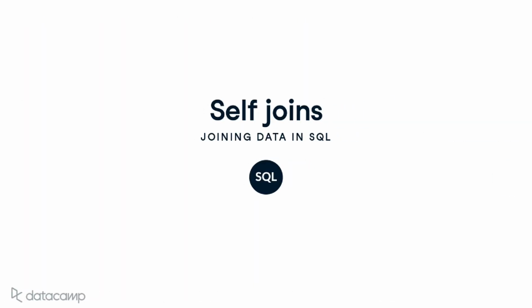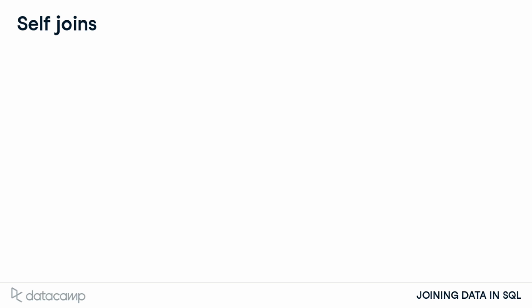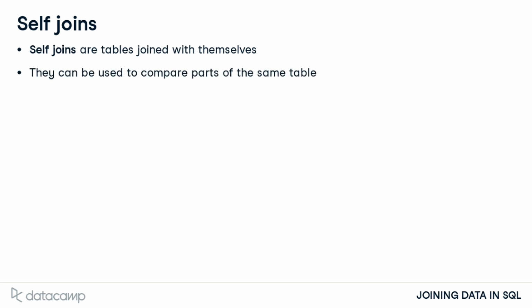Well done getting to the last lesson of this chapter. We'll now dive into a special kind of join, where a table is joined with itself. These types of joins are called self-joins. Joining a table to itself may seem like an unusual thing to do. Why would we want to do that? Self-joins are used to compare values from part of a table to other values from within the same table.